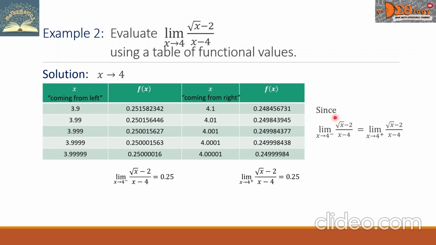Now let us get the value of the two-sided limit. So we write here, since the left side limit is equal to the right side limit, and both of them equal 0.25, then the limit of the square root of x minus 2 over x minus 4 as x approaches 4 is equal to 0.25 also.